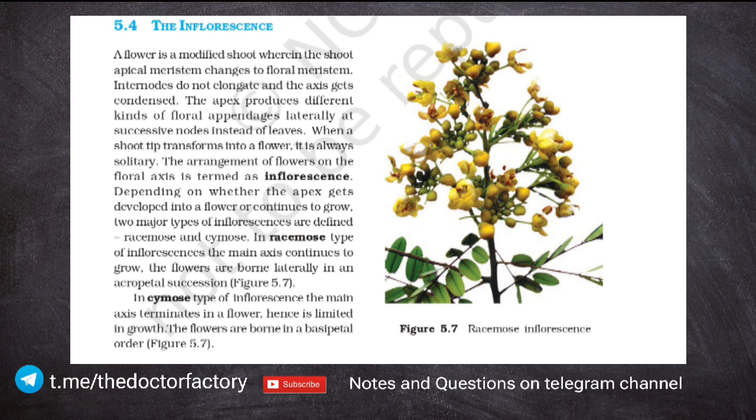The arrangement of flowers on the floral axis is termed as inflorescence. Depending on whether the apex gets converted into a flower or continues to grow, two major types of inflorescence are defined: racemose and cymose. In racemose type of inflorescence, the main axis continues to grow. The flowers are borne laterally in an acropetal succession. In cymose type of inflorescence, the main axis terminates in a flower, hence is limited in growth. The flowers are borne in a basipetal order.